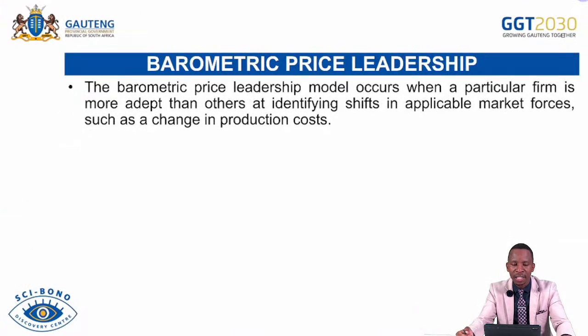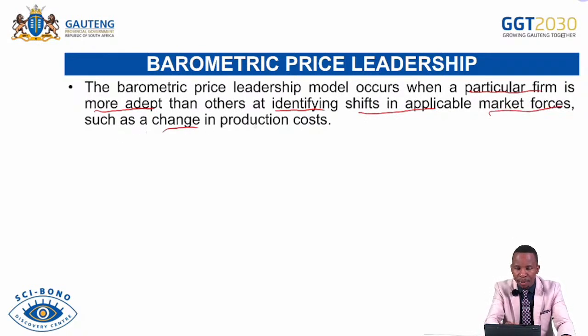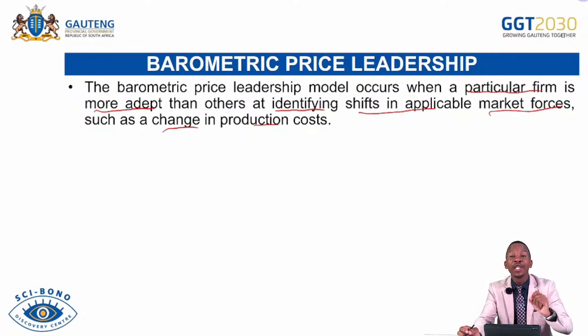So, barometric price leadership. A barometric price leadership model occurs when a particular firm is more adept than other firms at identifying shifts in applicable market forces, such as changes in production costs. So this one occurs if one firm is too good at understanding the change in market forces. That firm will always be making proper decisions, so other firms will rely on that firm to make their own decisions.